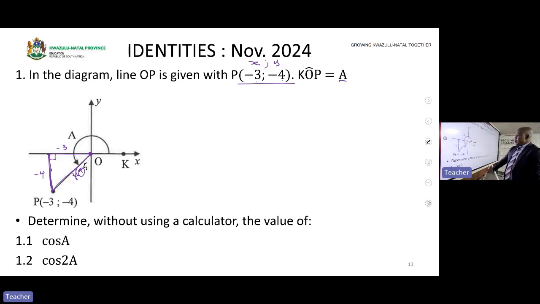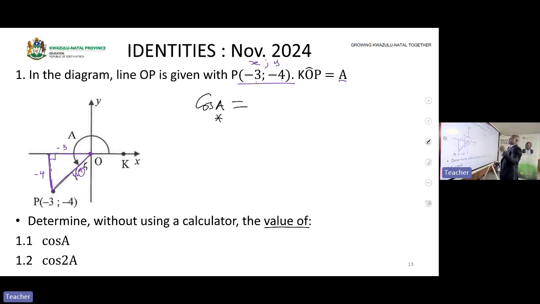Now it says, without the use of a calculator, determine or calculate the value of cos of angle A. Learners, the mistake that we can make here is wanting to find the value of A. No, the question says, what is the ratio of this cos of A?